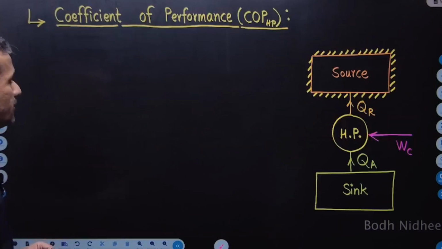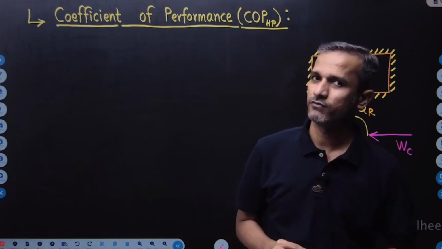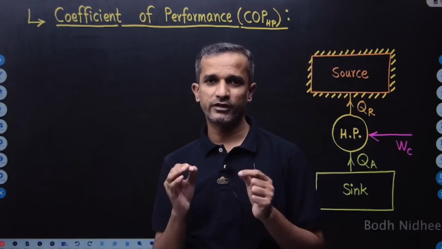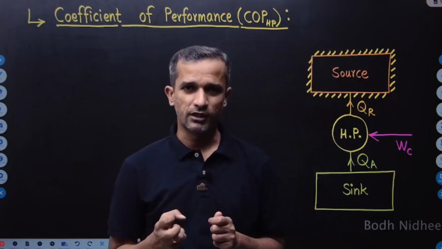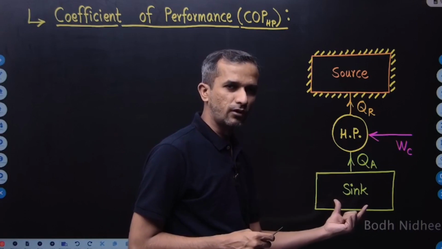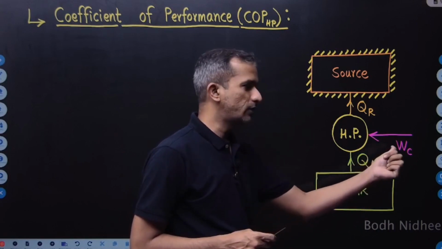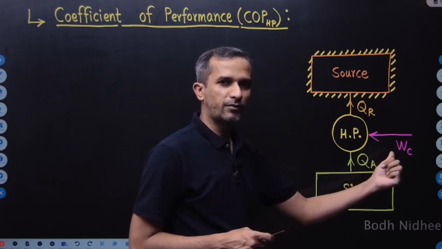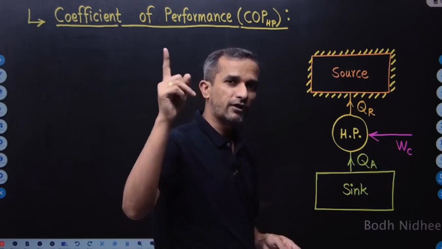So next we will see what is meant by coefficient of performance for the heat pump. In the previous session we have seen what is meant by coefficient of performance for the refrigerator, because for the refrigerator the objective is to cool something. In that case, this space I want to cool, so QA will be important. So output is my QA, input is work of compression. So QA upon work of compression, refrigerating effect upon work of compression, is the COP for the refrigerator.